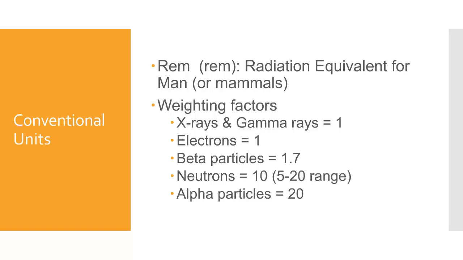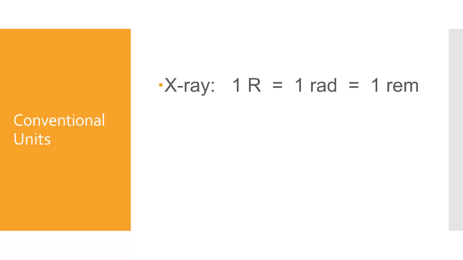We see that the weighting factor for X-rays, gamma rays, and electrons is 1. For beta particles, it's 1.7. Neutrons are approximately 10, and alpha particles have a weighting factor of 20. Let's look at a quick example. 1 Roentgen of exposure will roughly cause 1 rad of absorbed energy, and an X-ray will cause 1 rem of biological harm because the weighting factor is 1.